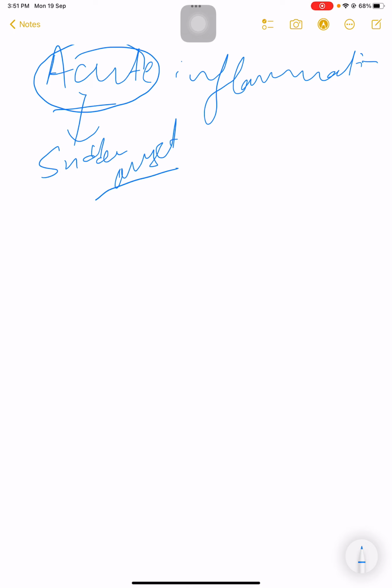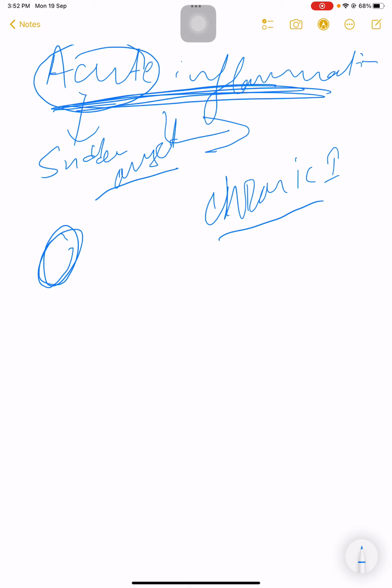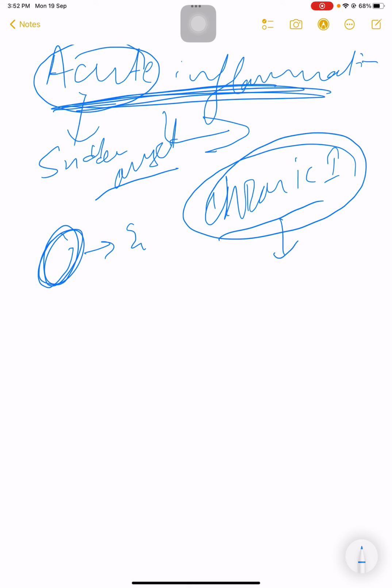And remember the major difference between acute inflammation and chronic inflammation is that acute inflammation does not follow repair. So there's an inflammation, but there's no repair in the case of acute inflammation. In chronic inflammation, there is inflammation and there is repair. Now you might be thinking, what is repair?